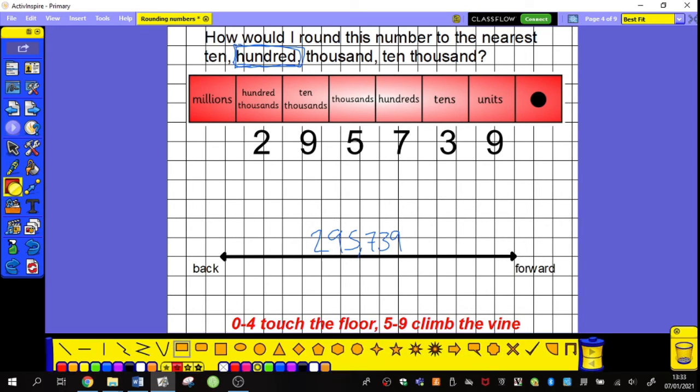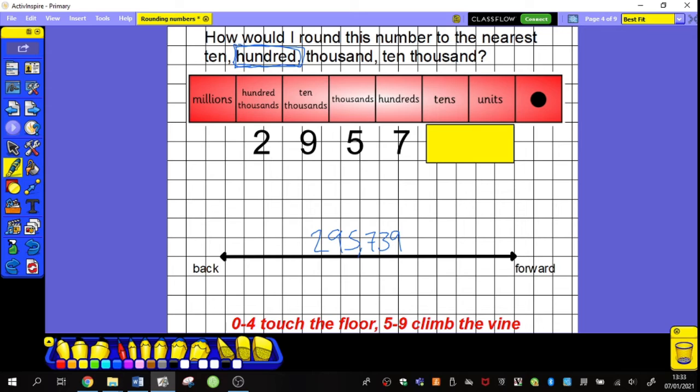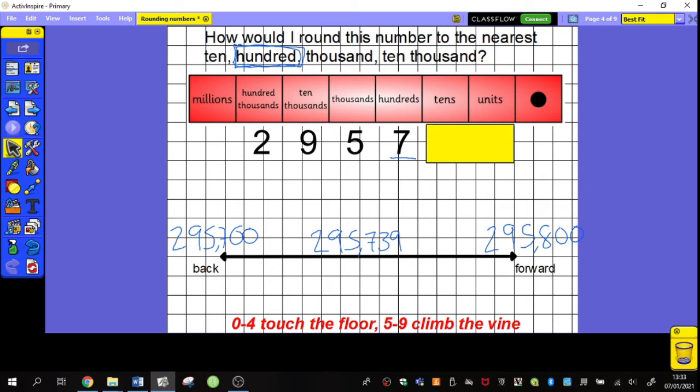So again, the best way I've found doing this is to cover everything behind it. So I know that if I rounded back, the nearest multiple of 100, if I counted back on my number line, would just be that 700. Obviously I need to remember the rest of my digits. There it is, that's 700 there. And if I counted forward, I would count on to the nearest 100, which would be the 800. But I do need to remember the rest of my digits. So 295,800 this time. So now I've got my multiples of 100 either side.